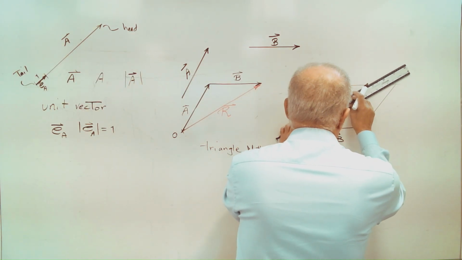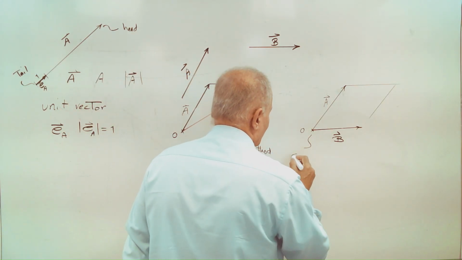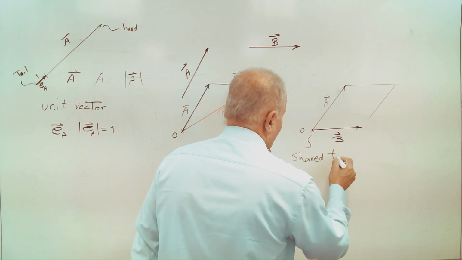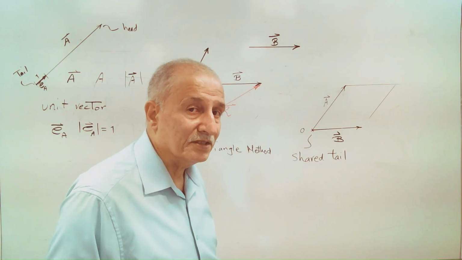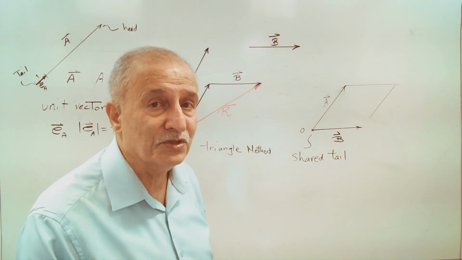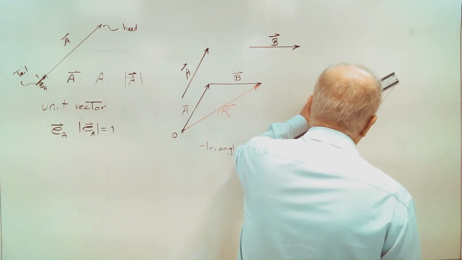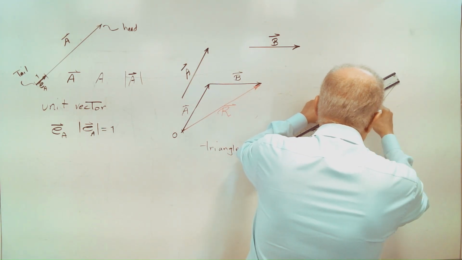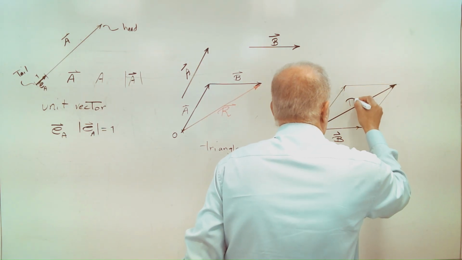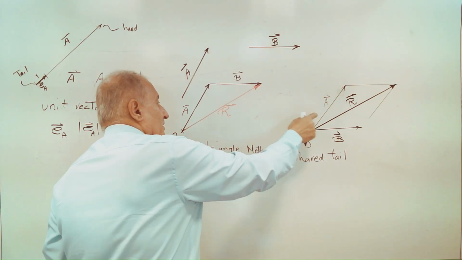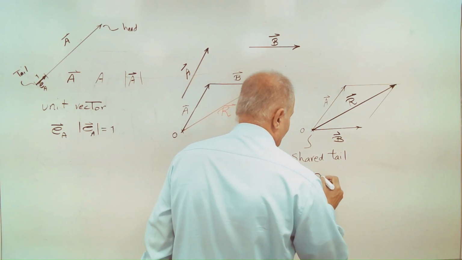Then the diagonal that starts from the shared tail, the shared tail, is the resultant, or addition, or summation of these two vectors. So here I draw this diagonal. That shared tail vector we call the resultant, exactly equal to this one. This is called the parallelogram law.